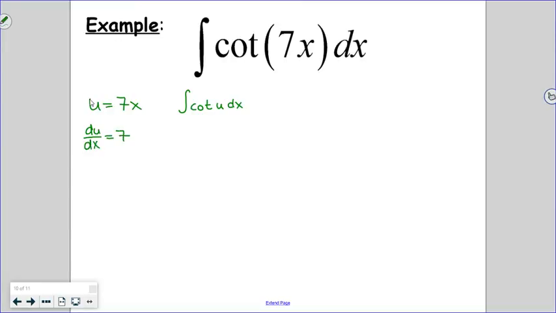right? Derivative would be 7. Okay, well, I can slide the 1/7 out front. Great. But what is the antiderivative of cotangent? What function, when I take the derivative of it, do I get cotangent?